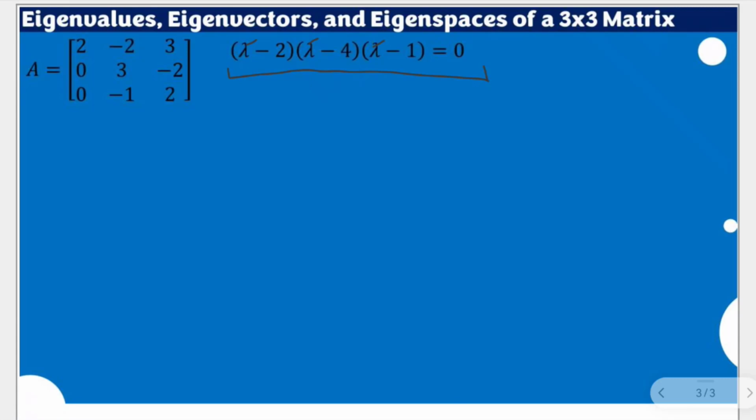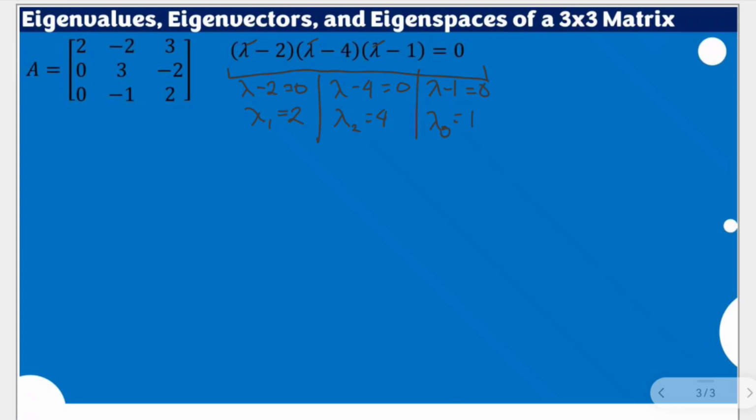We can do that by setting this equation equal to 0, and this is only true if 1, 2, or even all of these binomials are equal to 0. Hence, we are going to equate them one by one to 0. We have lambda minus 4 equals 0. Lambda minus 1 equals 0. So our first lambda is positive 2. Our second lambda is positive 4. And our third lambda is positive 1. These are the 3 eigenvalues of this given 3 by 3 matrix.